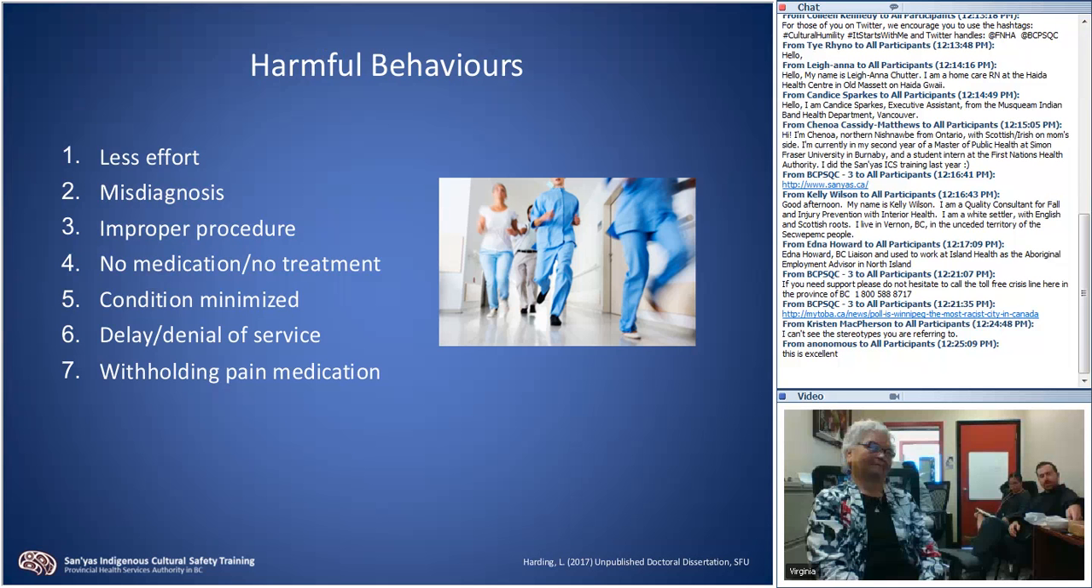So, what are those harmful behaviors? Recognizing harmful behaviors that stem from stereotyping is a key step to interrupting this pattern and working towards more culturally safe practice. The analysis of the ICS data revealed several harmful behaviors that healthcare professionals exhibit on the basis of stereotyping. These are the most common behaviors related to the care for Indigenous people in the order of prevalence, and I'll provide examples for each.